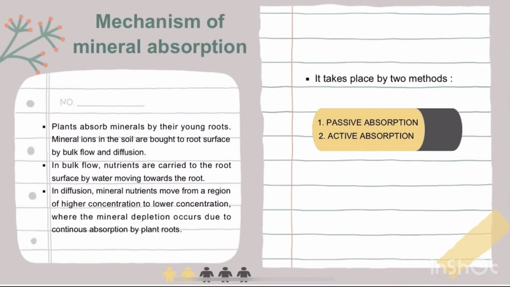Mechanism of mineral absorption. Plants absorb minerals by the young roots. Mineral ions in the soil are brought to the root surface by bulk flow and diffusion. In bulk flow, nutrients are carried to the root surface by water moving towards the root. In diffusion, mineral nutrients move from a region of higher concentration to lower concentration, where the mineral depletion occurs due to the continuous absorption of plant roots. It takes place by two methods: passive absorption and active absorption.